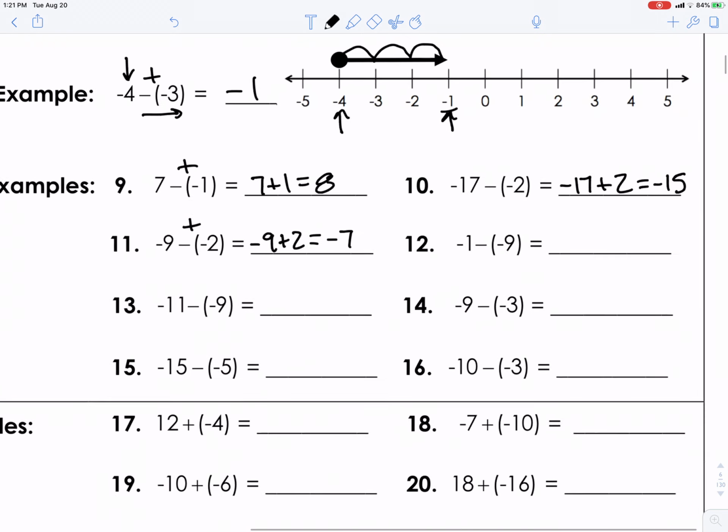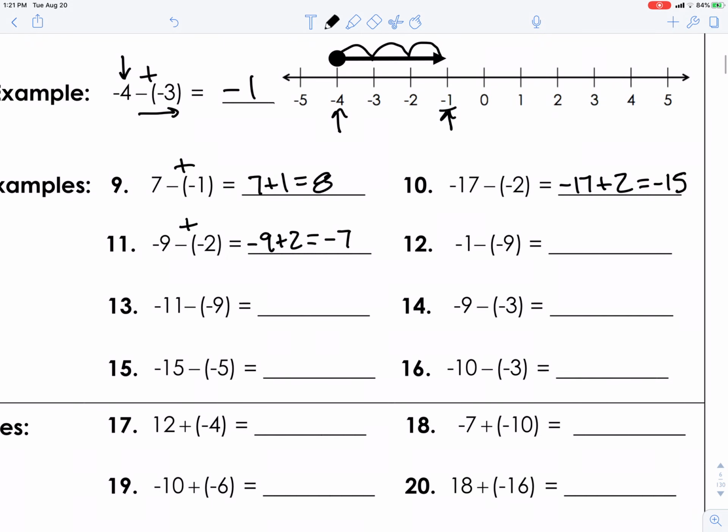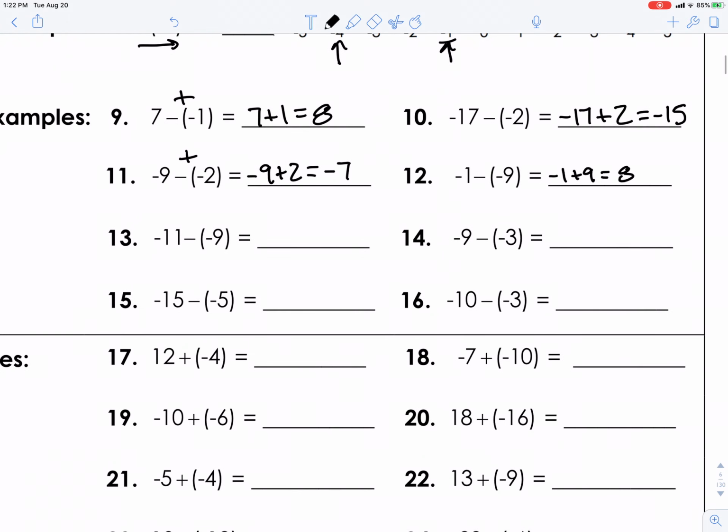Let's look at number 12. I got a negative 1 minus negative 9. Well, let's rewrite it. Negative 1 plus 9 equals. Well, if I'm at negative 1 on that number line, I got to count to the right 9 units. I got to include 0 in my counting because there's 2 units between negative 1 and positive 1. You can't just skip 0 and go to 1. So I start at negative 1 and count 9 to the right. So negative 1, 0, 1, 2, 3, 4, 5, 6, 7, 8. So we're at 8 on the number line.